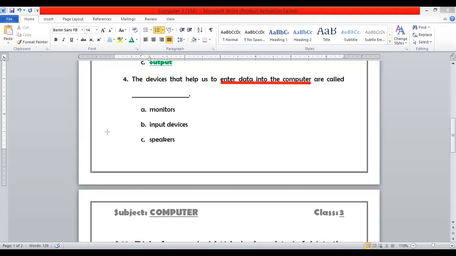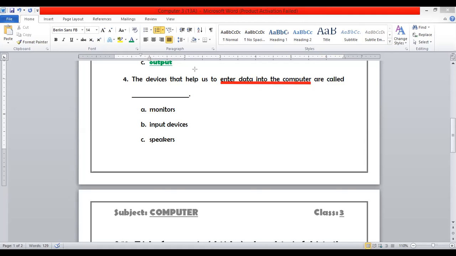Abdullah Al Harbi, you are also not raising your hand. Can you tell me the answer, please? Ahmad Awal, yes, what is the answer? Ahmad Awal, are you there? Input device, sir. Okay, input device, that's good. So many students gave the answer.